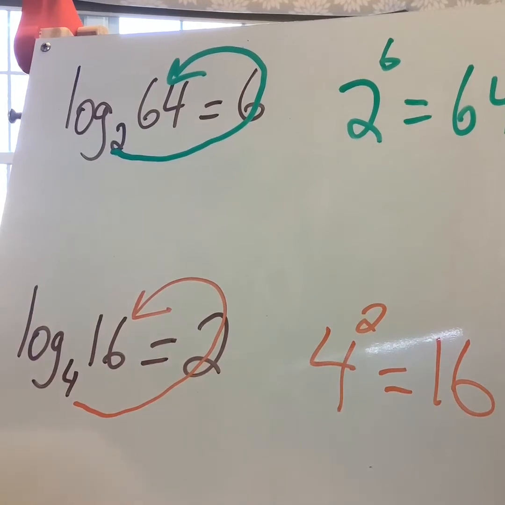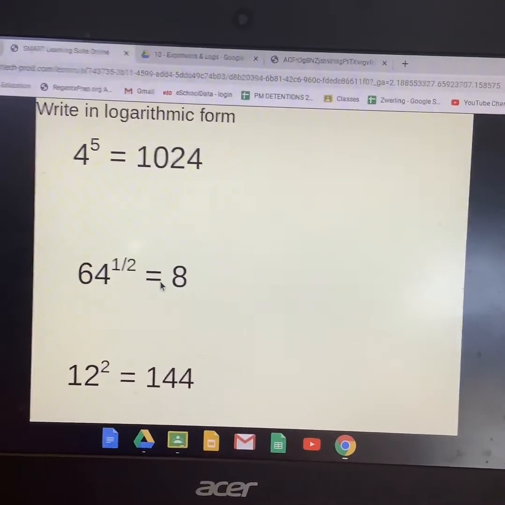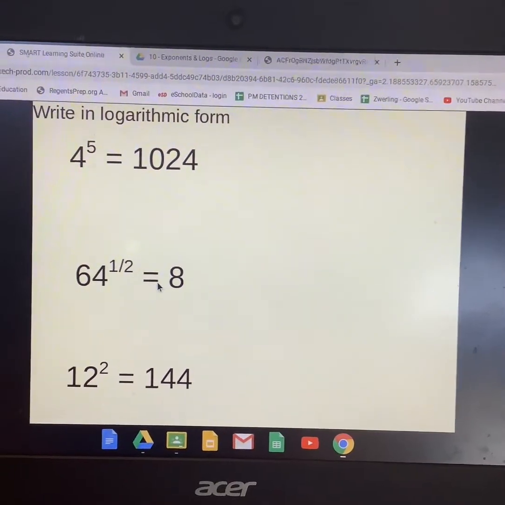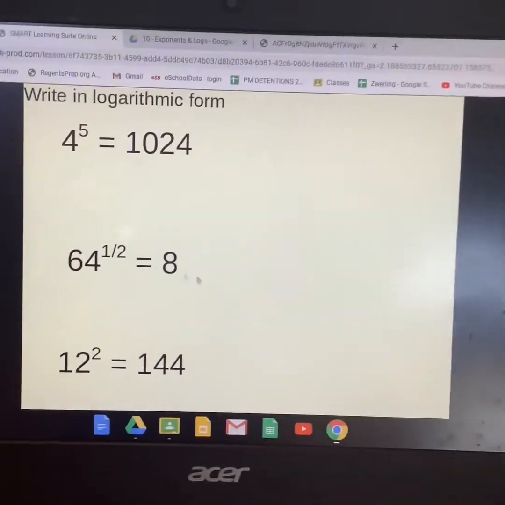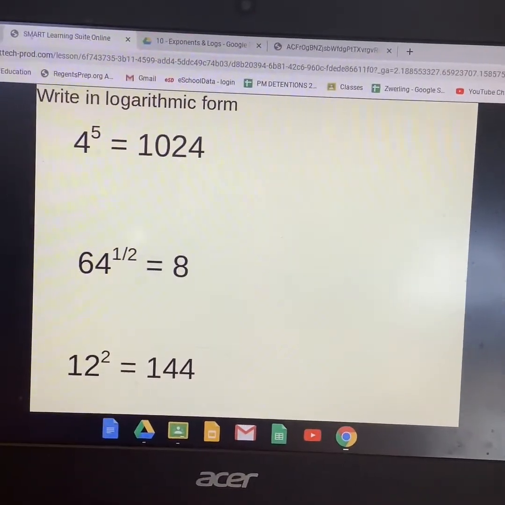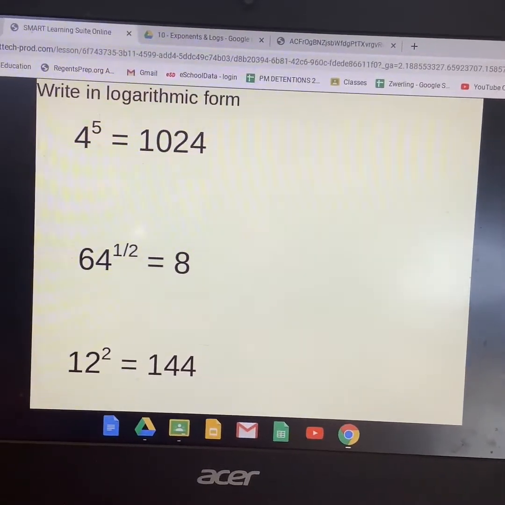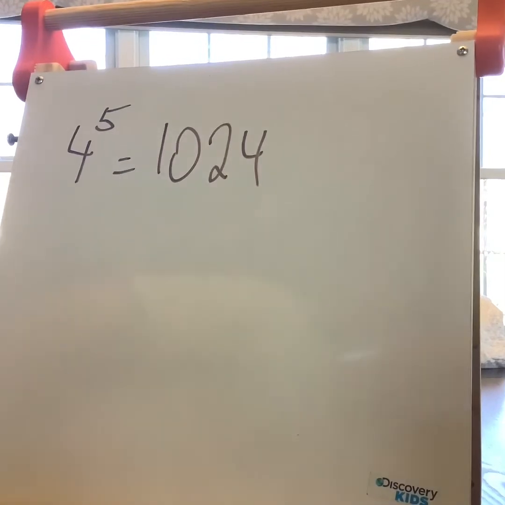You'll see what I mean in the next section when we go from exponential into logarithmic form. So what about going back from exponential into logarithmic form? 4 to the 5th equals 1024, 64 to the 1/2 equals 8, and 12 to the power of 2 is equal to 144. I'm going to do the first one, and then I want you to pause it and try the next two. So here, 4 to the 5th power is 1024.